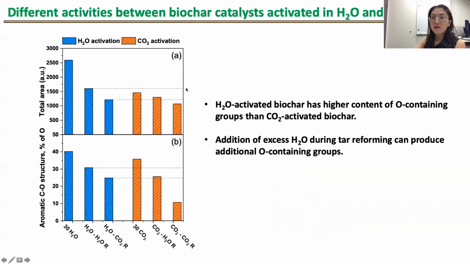So we compared the oxygen groups and the C-O groups of the fresh char and the spent char. The steam activated biochar has a higher content of the oxygen-containing groups and the C-O groups than the CO2 activated biochar. And the reduction of the oxygen-containing groups is always slower in steam reforming than in dry reforming.